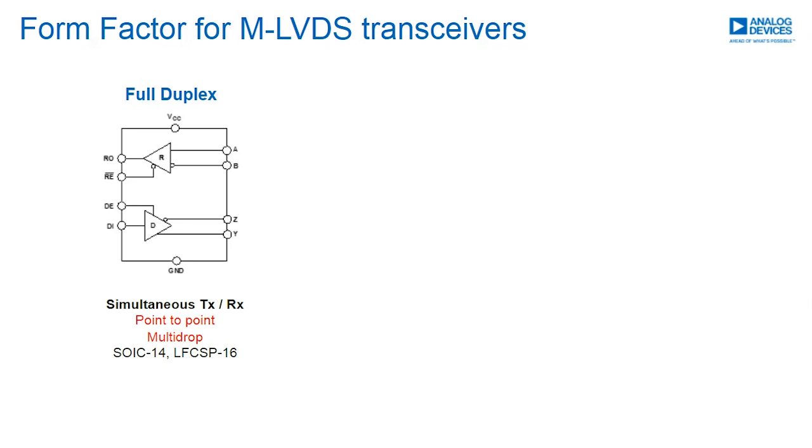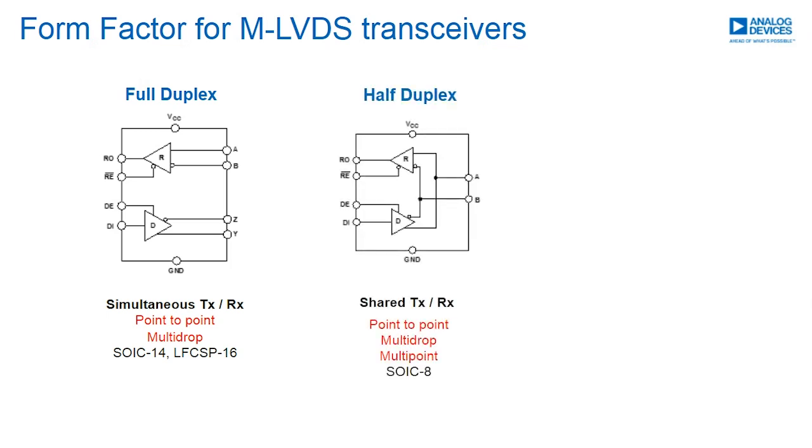The half-duplex transceiver, on the other hand, is designed for use with a single differential pair. Internally, inside the transceiver, the driver and receiver are connected both to the same A and B pins. These A and B pins function as both the inputs and the outputs to and from the network. These devices are available in 8-pin SOIC packages, and they're suitable for multi-drop and point-to-point communication, and also multi-point communication.